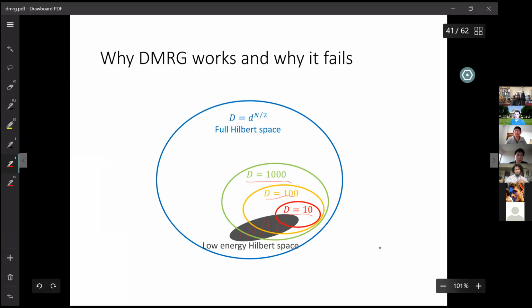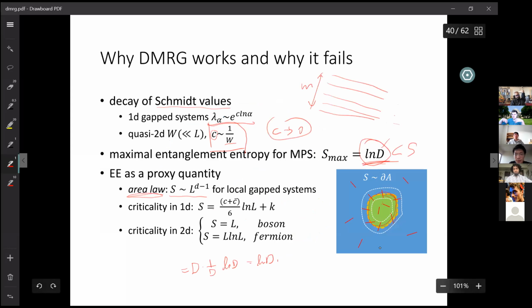So, I guess the title of your slide is prompting me to ask this, but is there a case where DMRG notably fails? Is there a canonical example for the failure of DMRG? Somehow this low energy Hilbert space is very easy to find. You can find any two-dimensional system and it just doesn't work.